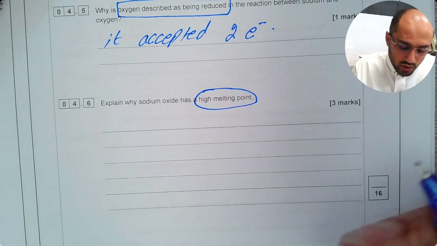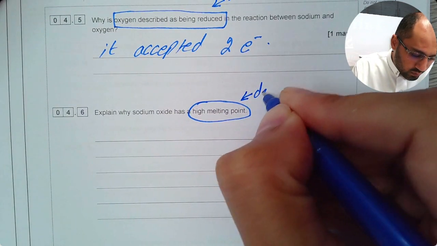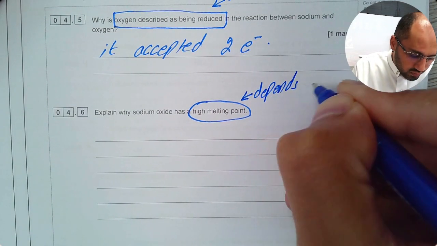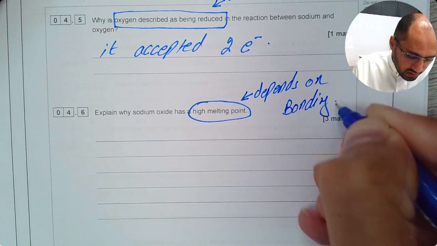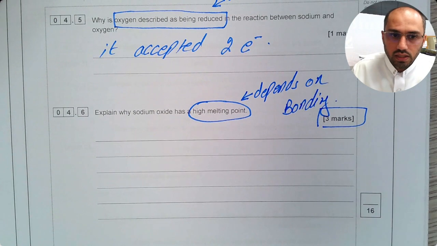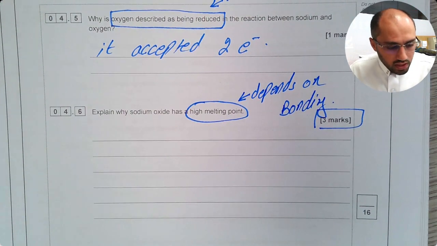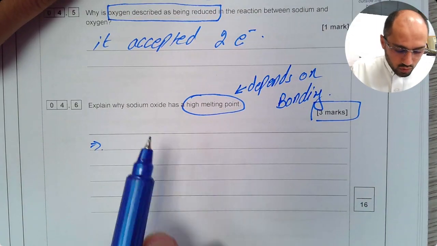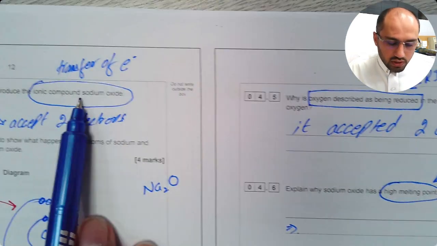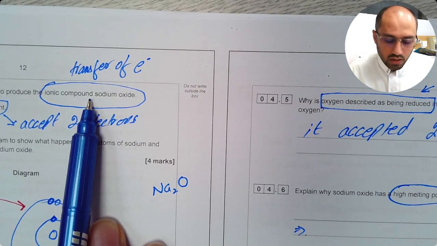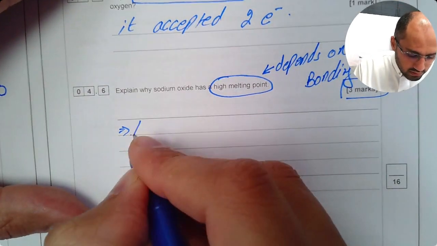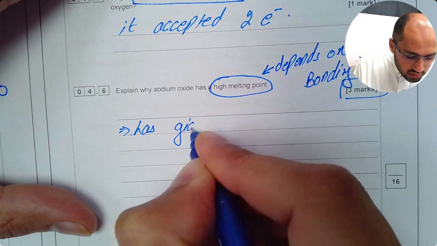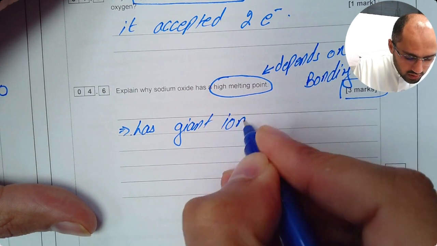Next part says, explain why sodium oxide has high melting point. So melting point depends on bonding. Now it's a 3-marker, so you have to write down 3 statements to gain 3 marks on this question. They've already told us that it forms an ionic compound, so if you write down sodium oxide is an ionic compound, you're not going to get marked for that. So you'll have to say it has giant ionic lattice.